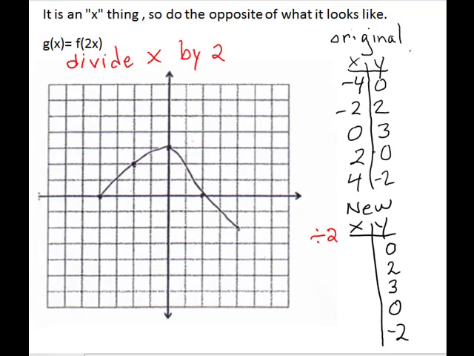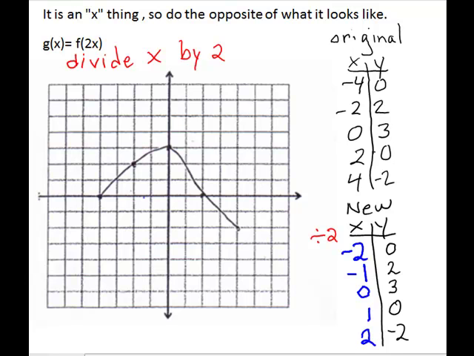So I have the original chart here, and it's the x's that we're affecting because the 2 is inside with the x. So we're going to divide all of our x's by 2. Negative 4 divided by 2 will give us negative 2. Negative 2 divided by 2 will give us negative 1. 0 divided by 2 will give us 0. 2 divided by 2 will give us 1. And 4 divided by 2 will give us 2. Our y's stayed the same. And now we will plot those.